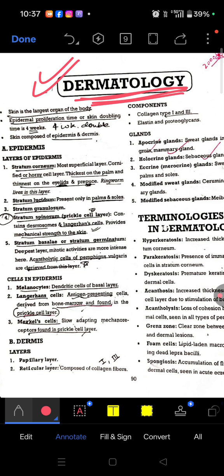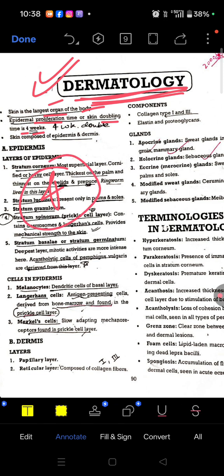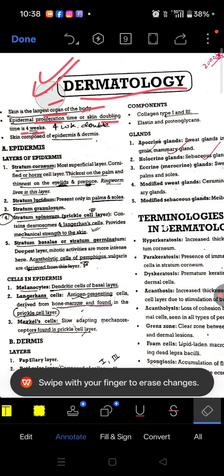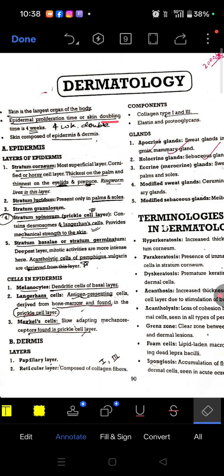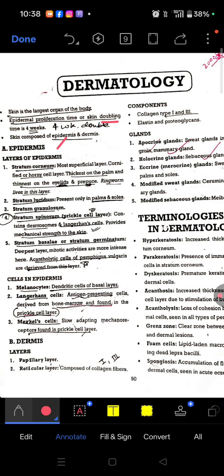So first thing, skin is the largest organ of the body. Next, epidermal proliferation time or skin doubling time is 4 weeks. So how many weeks? 4 weeks. Next, skin is composed of epidermis and dermis.